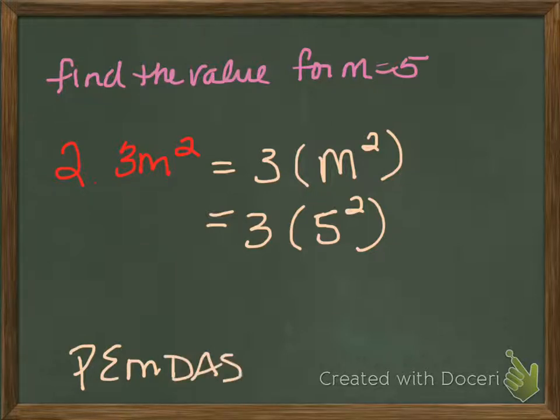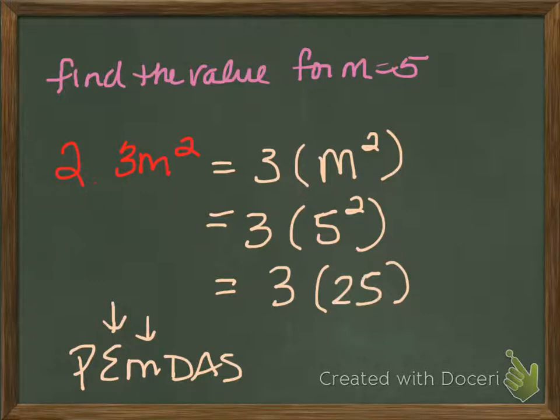And in our order of operations, we definitely have exponents before we have multiplication. So we need to take care of that exponent first. So I just rewrite my 3. And 5 to the second power, or 5 squared, is the same thing as 5 times 5, which is 25. And then you just do 3 times 25, and that final answer is 75.